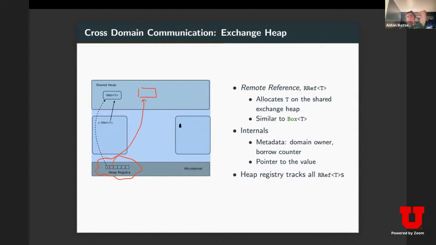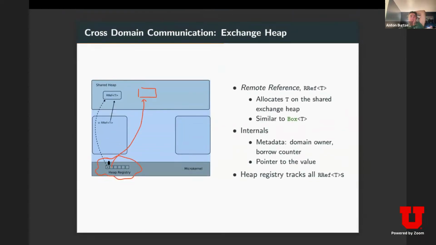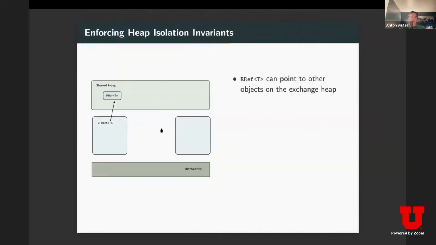And why we need it is that when a subsystem crashes, we just do a linear scan of the heap registry and deallocate all the remote references which are owned by the crashing subsystem, right? So that's how we deallocate all the state on the exchange heap. This heap we can blindly deallocate at the level of pages, but here we really have to follow and invoke destructors, because these pointers can point to other RRefs and stuff like that. So it cannot be done blindly, because this shared heap is a collection of objects owned by different domains, right?